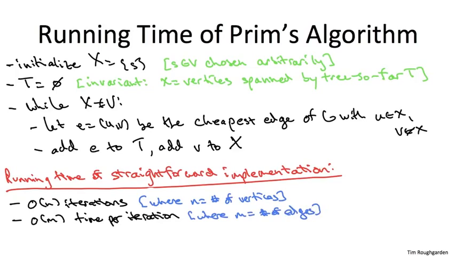For example, you can just, with each vertex, associate a Boolean variable that keeps track of whether or not it's in the set capital X. That way, when you see an edge, you know whether it's crossing the frontier or not in constant time. So putting it together, O(n) iterations with O(m) work for each gives us a running time of O(m times n).